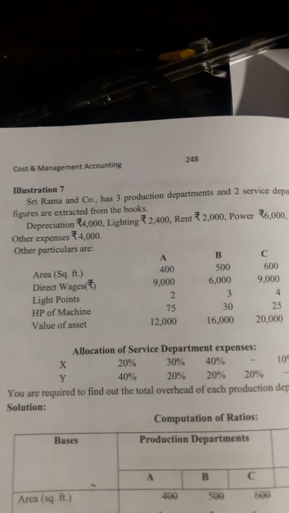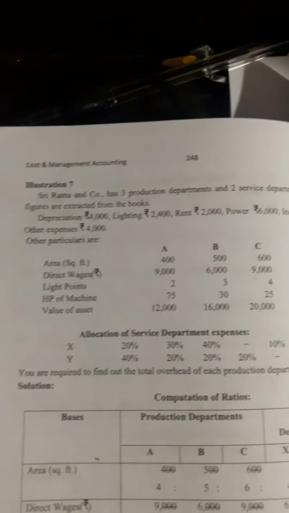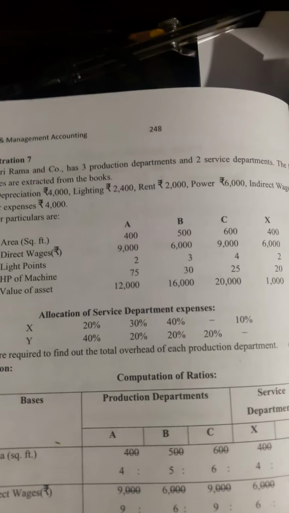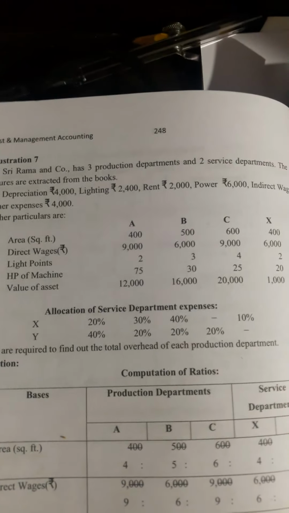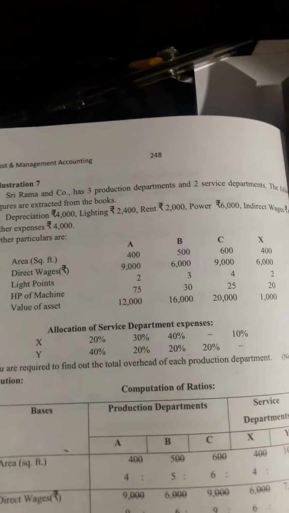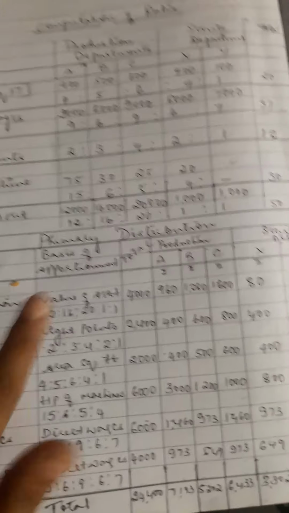On what basis do you apportion depreciation? You apportion it on the basis of value of asset. Okay, can you see in the problem, allocation of service departments X and Y are given, percentage is given. How to calculate that we will see in the secondary distribution. Now we are with the primary distribution. We have learnt this already.